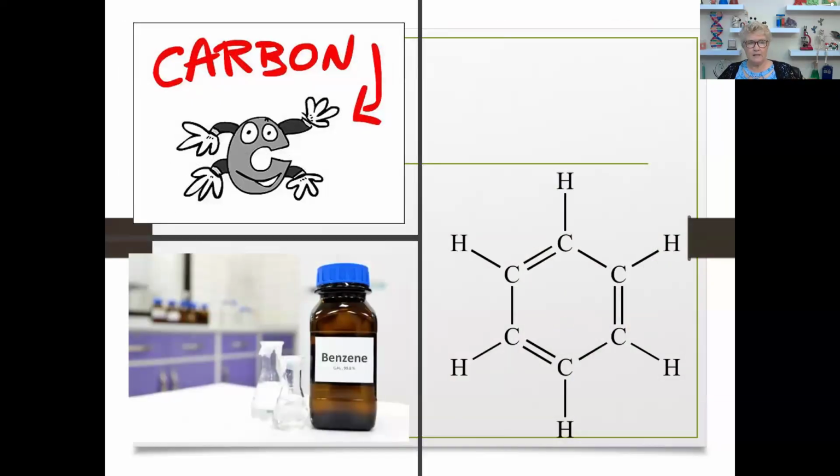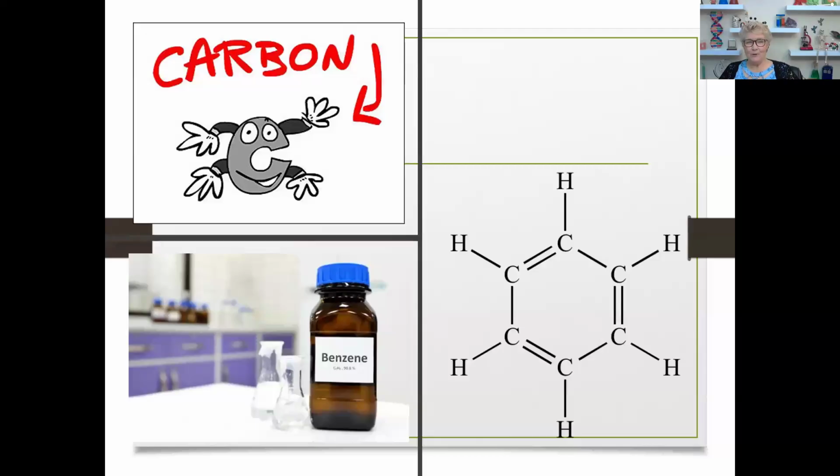Here's another one. Look at the shape of this one. This is what we call a carbon ring. What's the formula of this benzene? What is the chemical formula? Andrew, C5H6. Count again. Oh, C6H6. There you go.